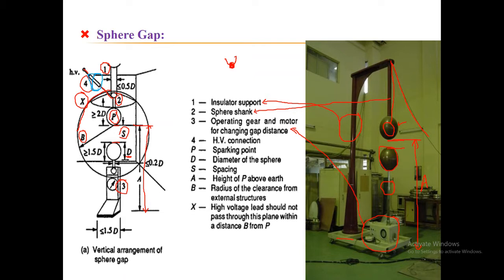The water filled resistor acts as a kind of damping resistance, which damps out the unwanted oscillations created when the spark is produced between the two spheres. So ultimately it provides protection to the sphere gap assembly.